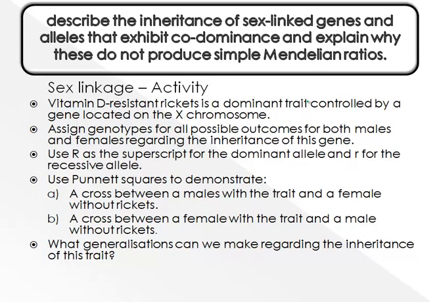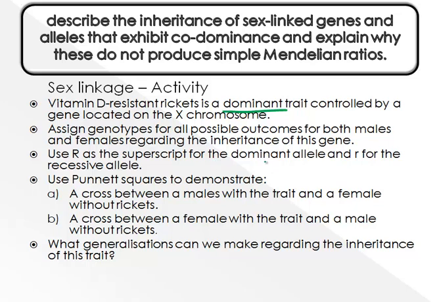So vitamin D resistant rickets is a dominant trait that is controlled by a gene located on the X chromosome. So we're looking at this time a dominant trait. Assign genotypes for all possible outcomes for both males and females regarding the inheritance of this gene. And it says use R as the superscript for the dominant allele and lowercase r for the recessive allele.